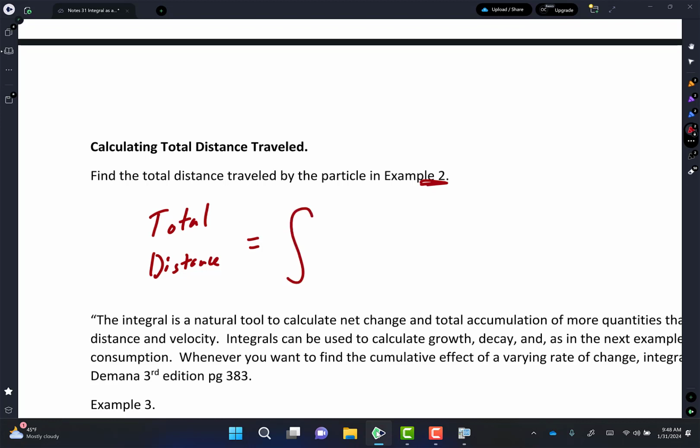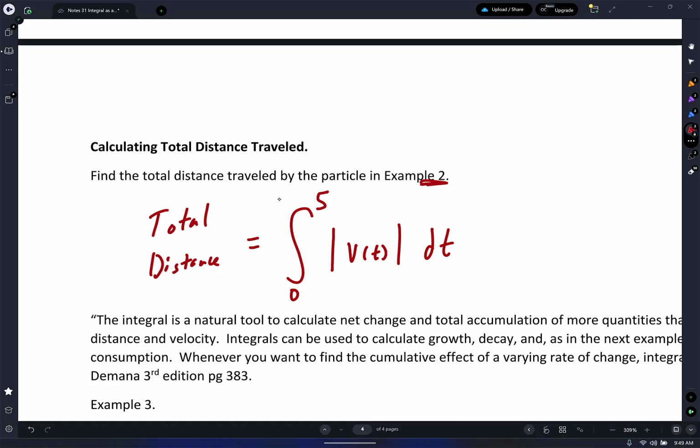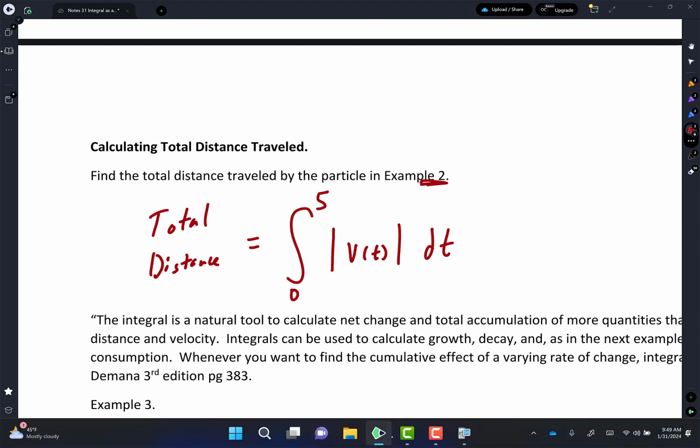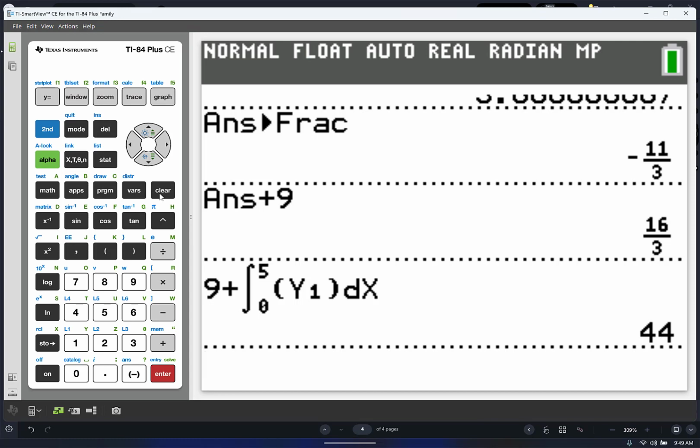Integral. Yep, 0 to 5, because that's my entire interval. Of what? Absolute value of v of t. I don't know where the absolute value button is. We're going to show you right now. All right. Here we go. Ask me, miss. I got the answers. Well, for this, I got the answers.